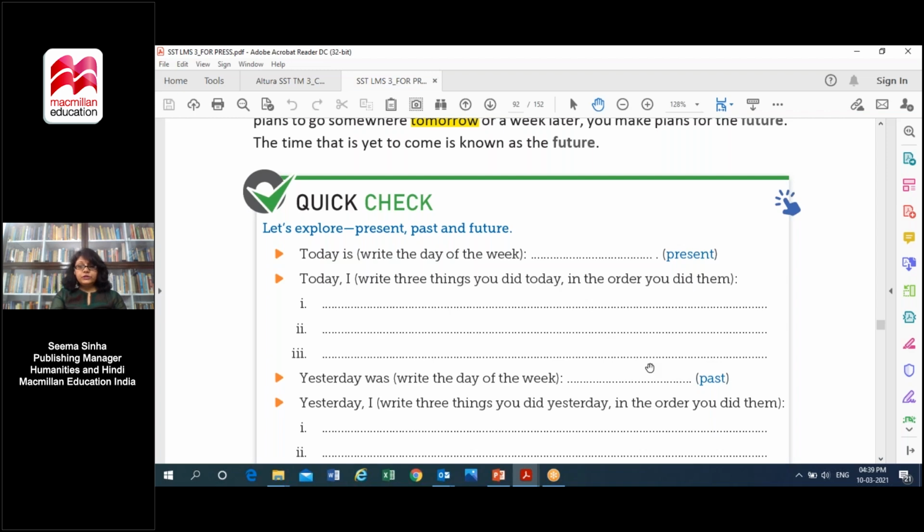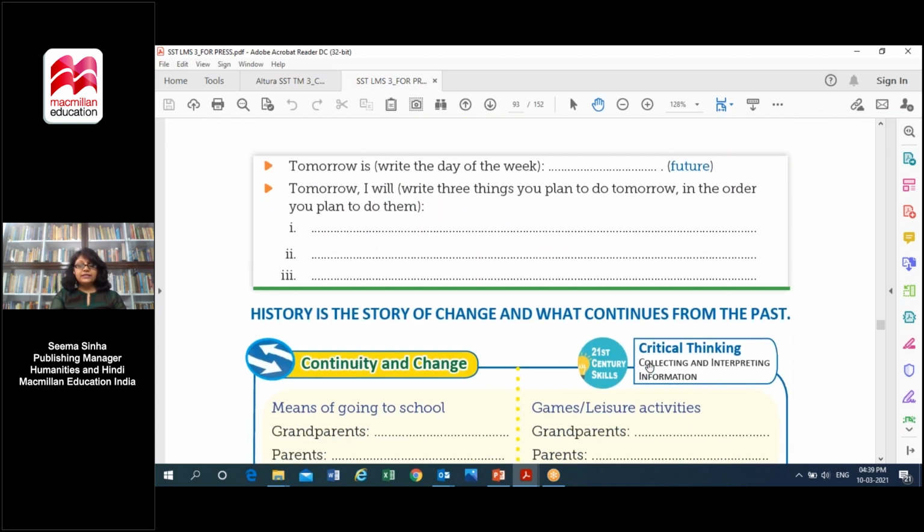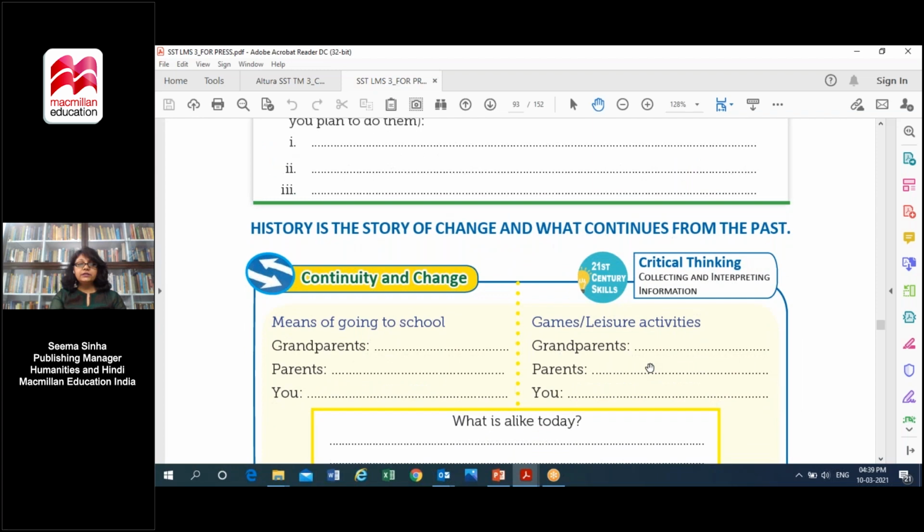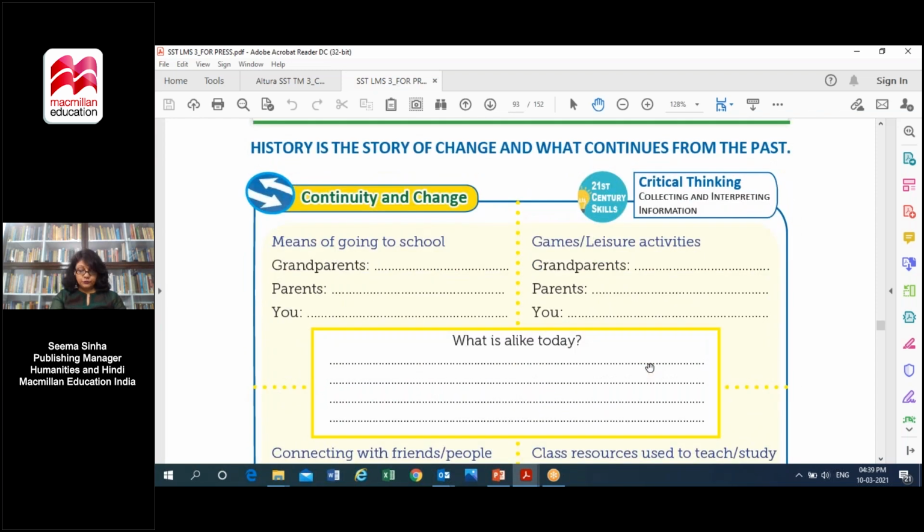We now move to another key concept of this lesson called history is the story of change and what continues from the past. Now, if you just read it out to your students, they will not understand much, which will automatically lead to rote learning. Learners cannot learn by themselves or by reading or observing. They need to actively participate in the experience by feeling it using all their 5 senses. So what is the solution? It is experiential learning, of course.